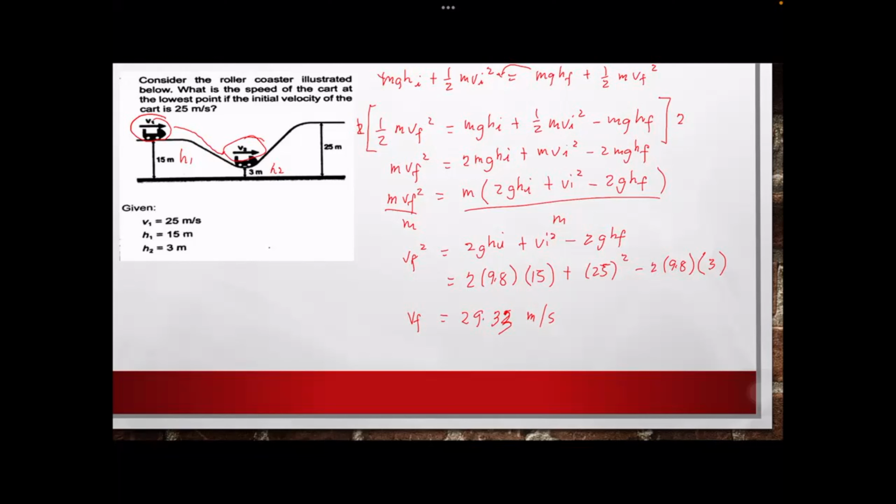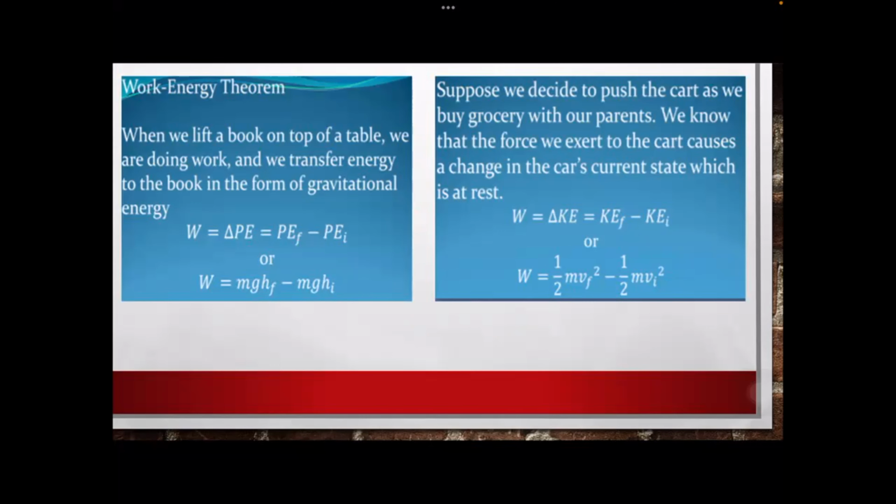Oh, konti na lang. Okay, so next is the work energy theorem. So when we lift a book on the top of the table, we are doing work. We transfer energy to the book in the form of gravitational energy. So therefore, we have W is equal to delta PE is equal to PE sub F minus PE sub I, or W is equal to mghf minus mghi.